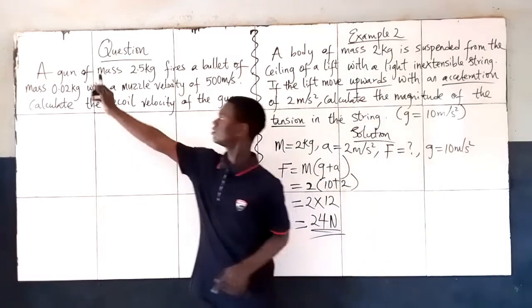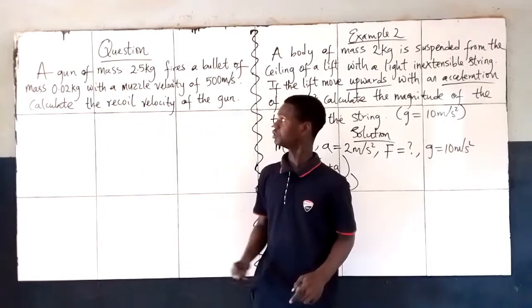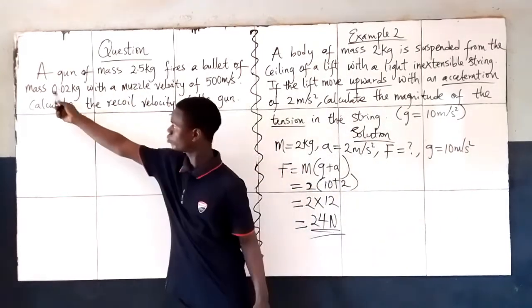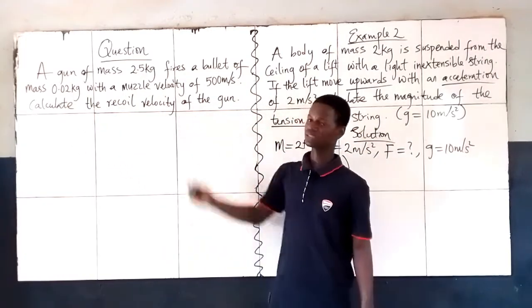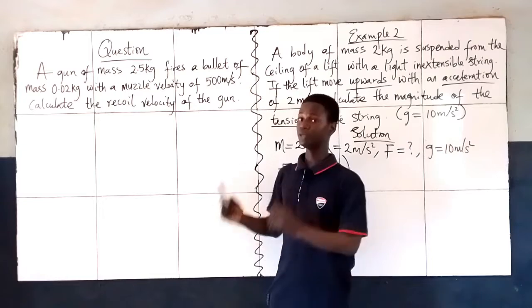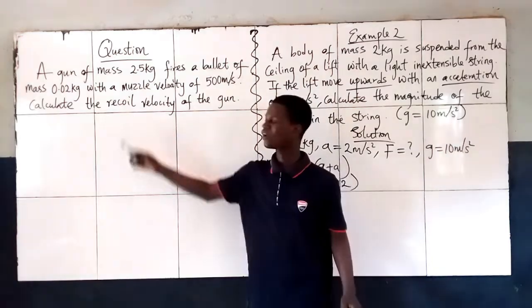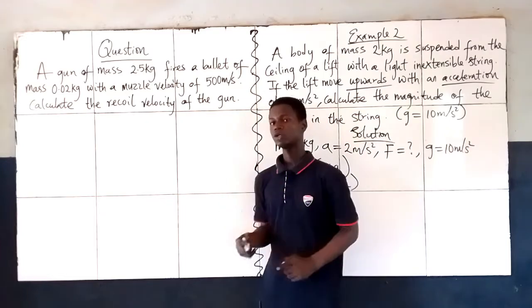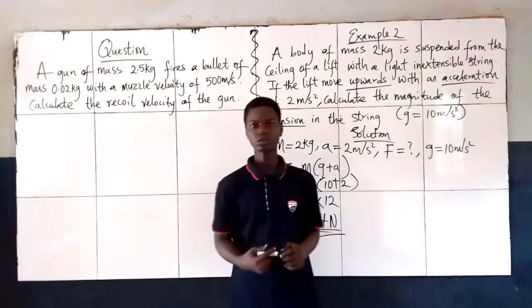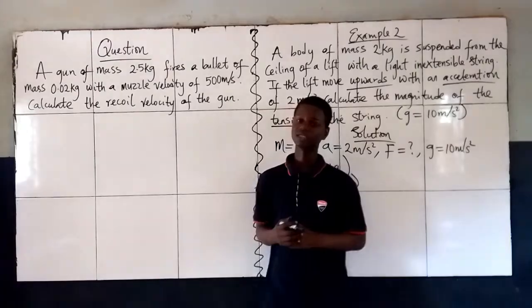Now you have the mass of the gun as mg. You have the mass of the bullet as mb. You have the muzzle velocity as what? vb, is it not? And then you are asked to find the recoil velocity of the gun. That is what? vg. So do well to try your answer on this question and let me know what you think the answer is in the comment section.